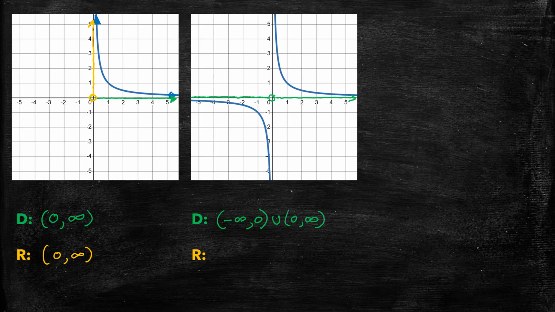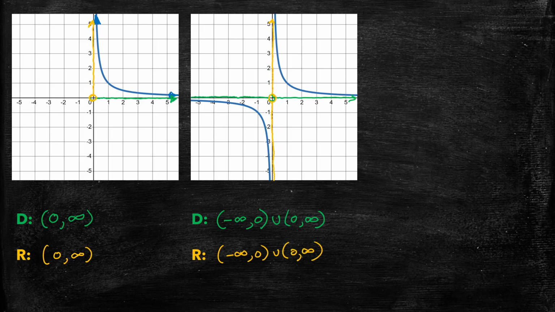And what about the range? Is there a minimum y value? Not really, because it continues all the way to -infinity, but there's a break at 0, and then y can resume again up to positive infinity. So it's the exact same notation.